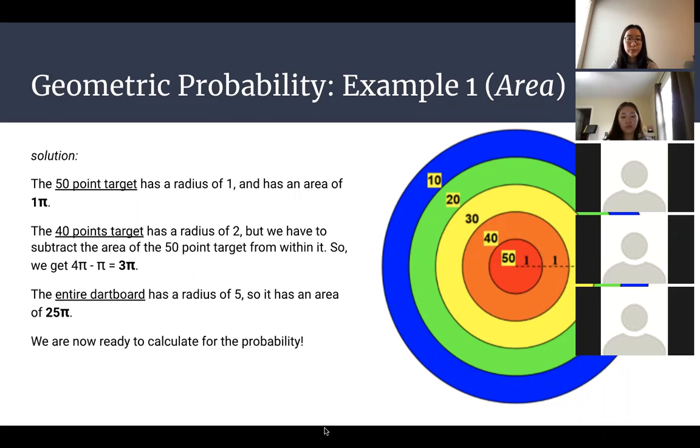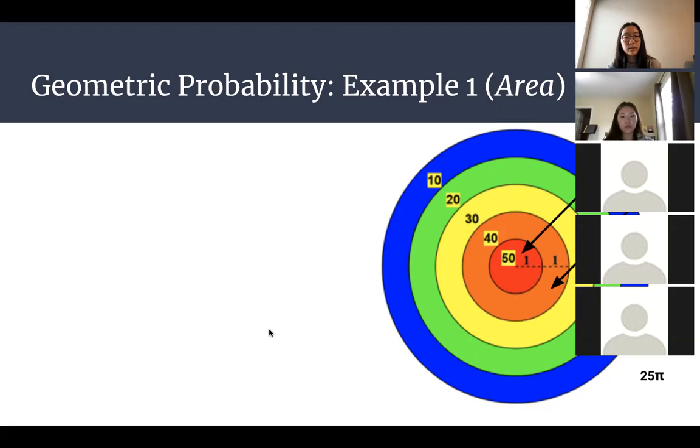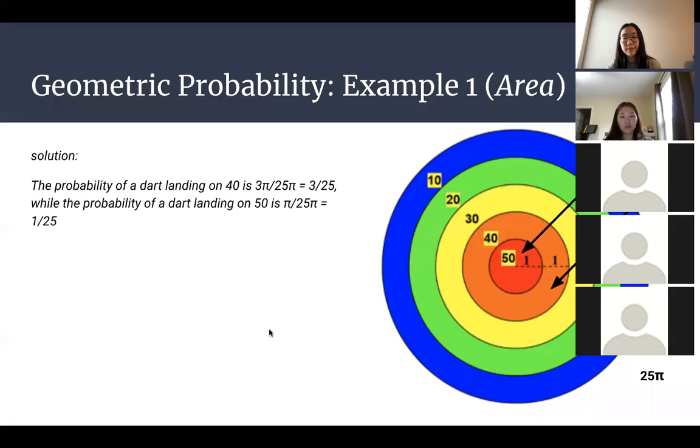And then the entire dartboard, we're also going to have to find the area of the total dartboard. It has a radius of 5, as you can see with those black numbers there. It has an area of 25 pi because 5 squared is 25. And using that, we can calculate the probability. So the probability of a dart landing in the 40 ring is going to be 3 pi over 25, basically the area of the 40 ring over the total area of the dartboard, because we're pretending it's thrown randomly. So everywhere has an equal chance.